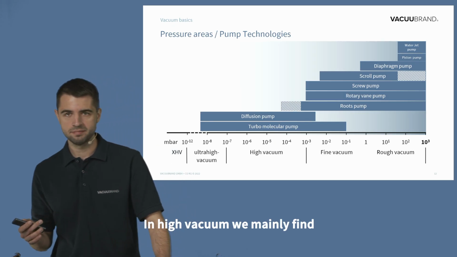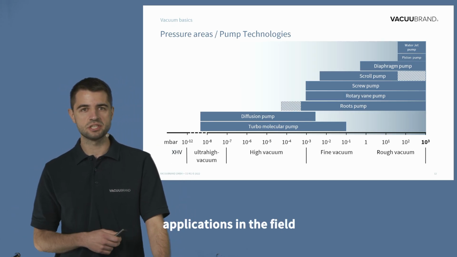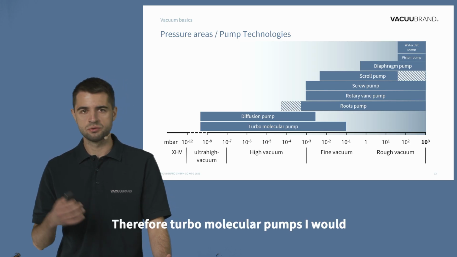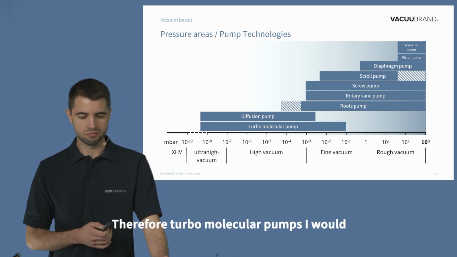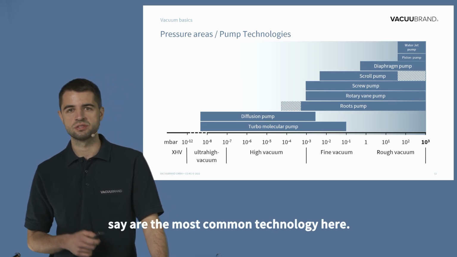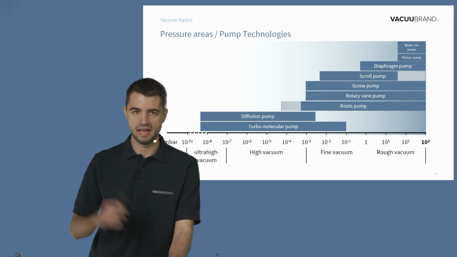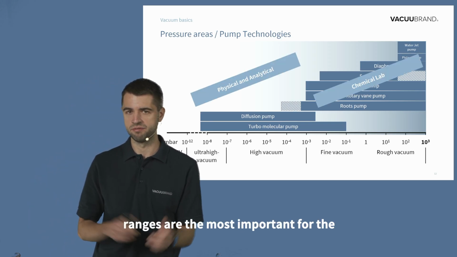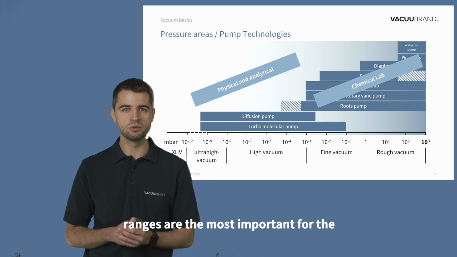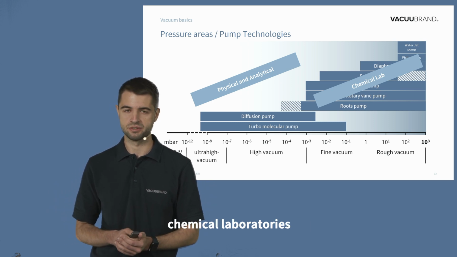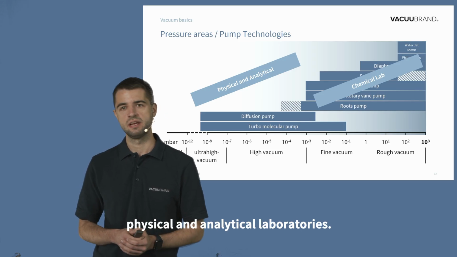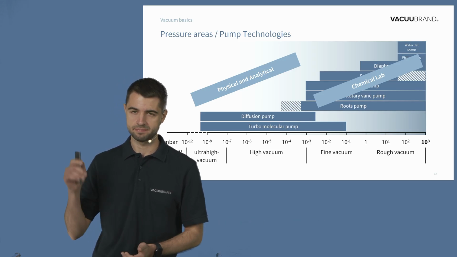In high vacuum, we mainly find applications in the field of physics and analytics. Therefore, turbomolecular pumps, I would say, are the most common technology here. And to summarize, the rough and fine vacuum ranges are the most important for the chemical laboratories. And the high vacuum is mainly found in physical and analytical laboratories.